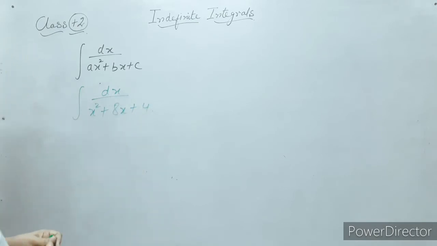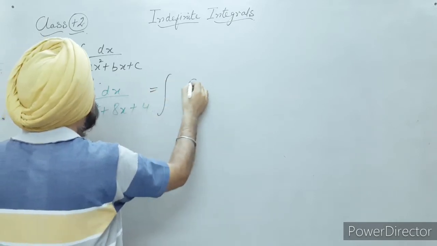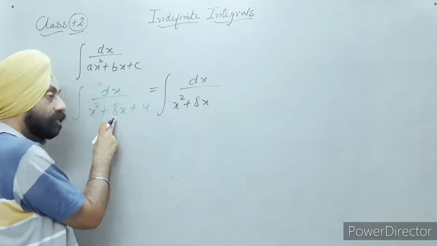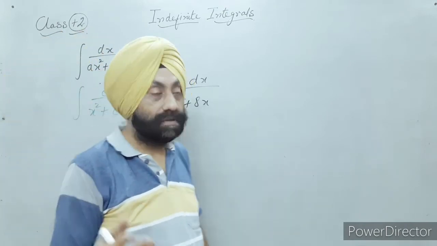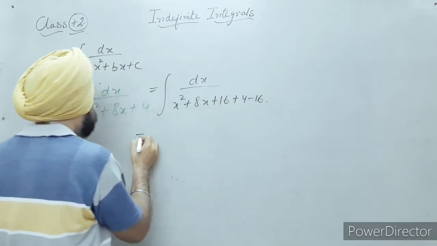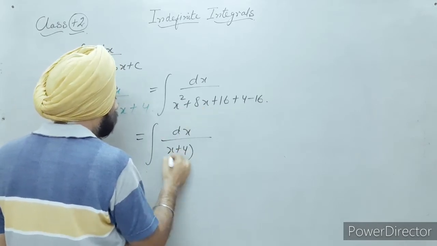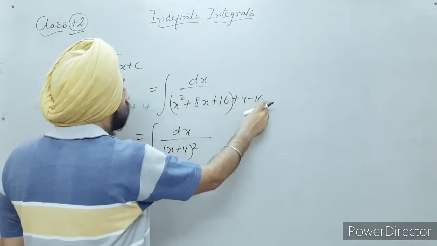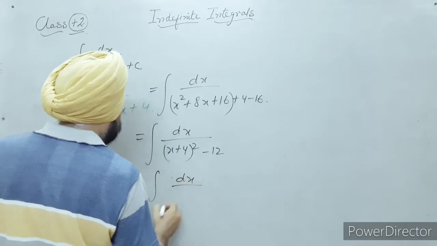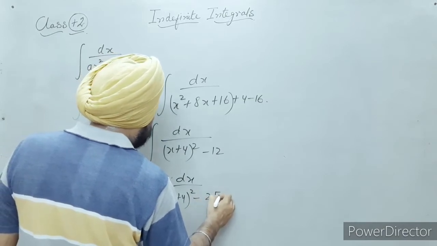Now again I have to complete the square of this quadratic equation. It becomes the integral of dx upon x square plus 8x. Half the coefficient of x, that is half into 8, is 4. 4 square is 16. It is plus 16 plus 4 minus 16. That is dx upon x plus 4 whole square, and 4 minus 16 is minus 12. So I can write this as dx upon x plus 4 square minus of 2 under root 3 square.